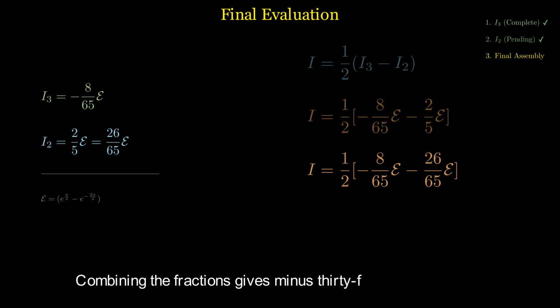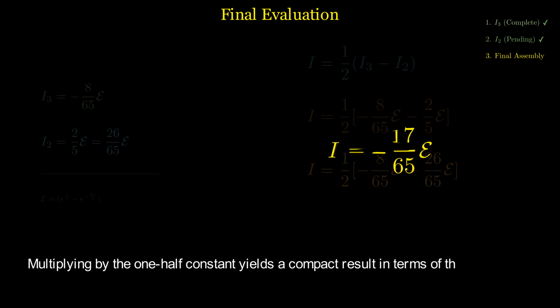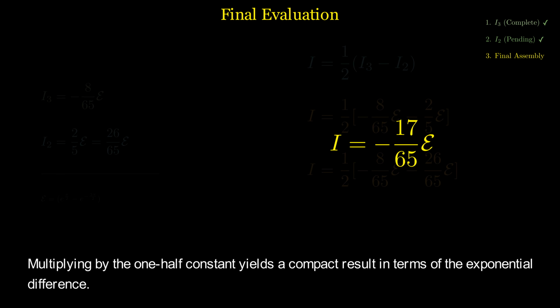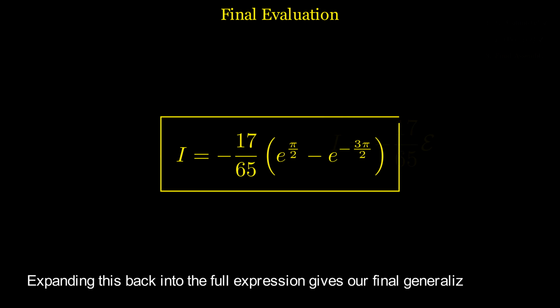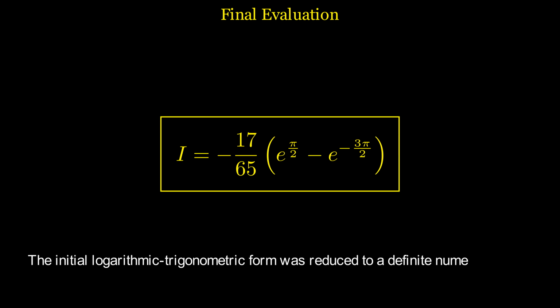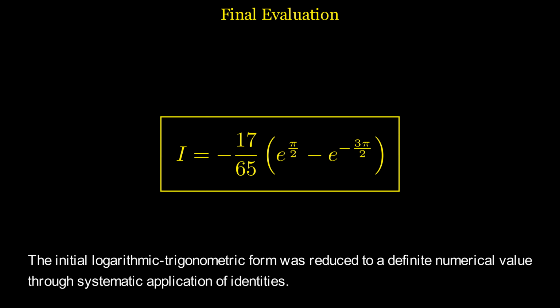Combining the fractions gives minus 34 over 65. Multiplying by the 1/2 constant yields a compact result in terms of the exponential difference. Expanding this back into the full expression gives our final generalized answer. The initial logarithmic trigonometric form was reduced to a definite numerical value through systematic application of identities.